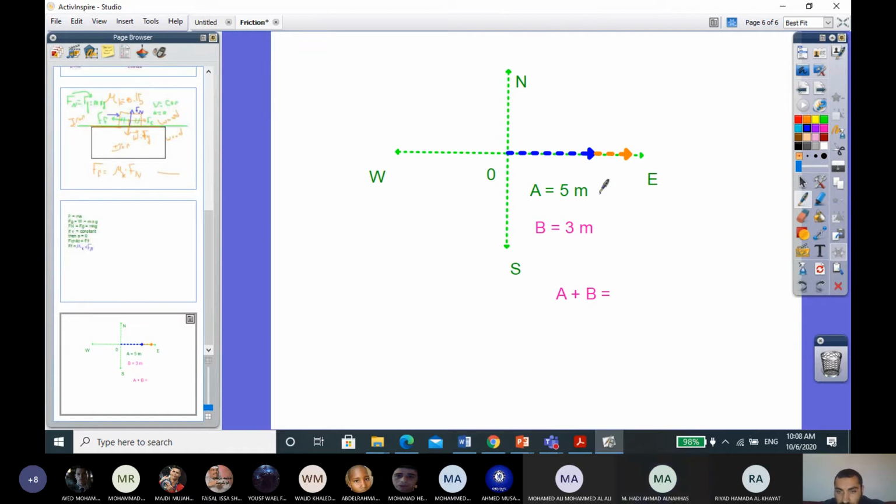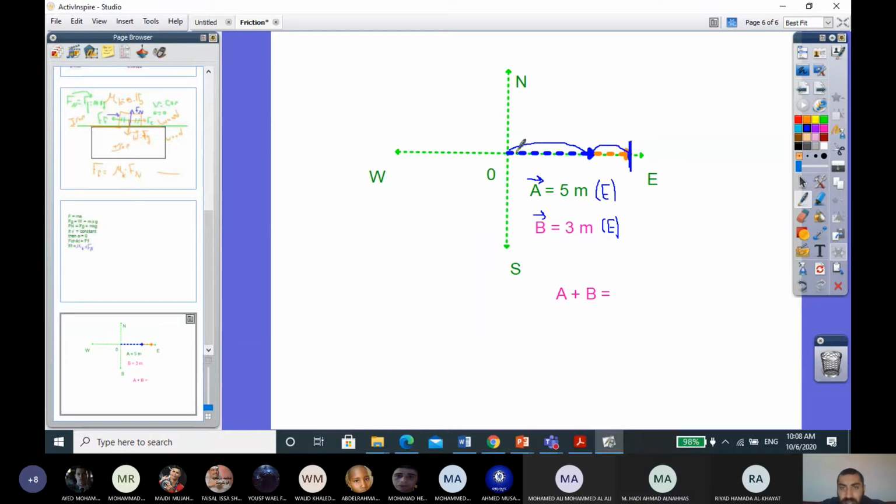Yes, it will be east. So here, a equal, when we have a vector, guys, this is a vector. When we have a vector, we must always mention the direction. So 5 meters east. Okay, 3 meters east. This is the first example, guys. So I'm going in this direction with 5 meters, then another time with 3 meters. So now I'm here. 8.